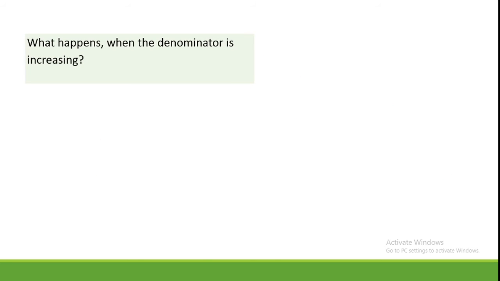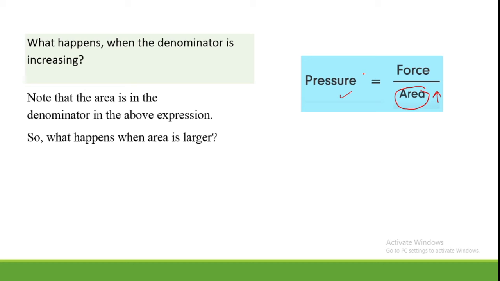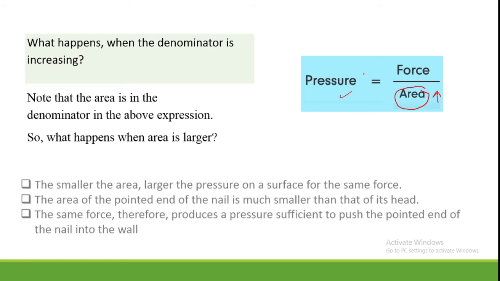Now, what happens to the value of the fraction when the denominator is increasing? The value of the fraction will decrease. Now, let us look at the formula for finding pressure. Pressure is nothing but force over area, over unit area. Here you can see this is also a fraction. Now, what happens when area is increasing? Area is in the denominator. When area is increasing, what happens to pressure? When area is larger, pressure is decreasing.